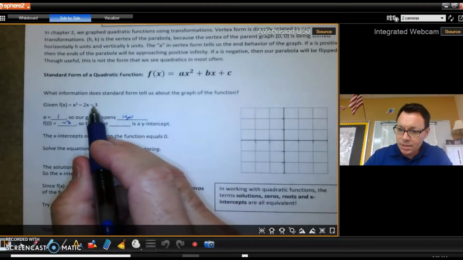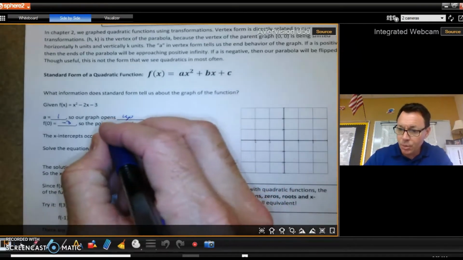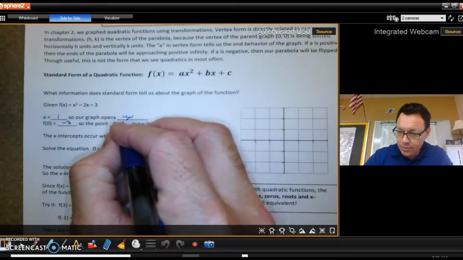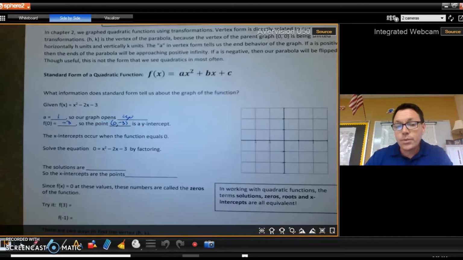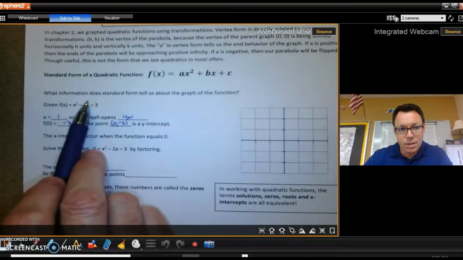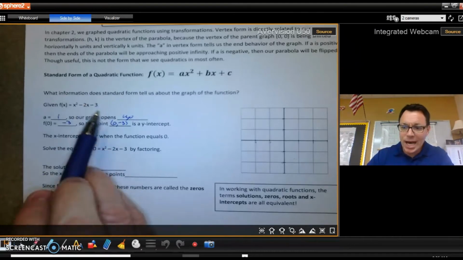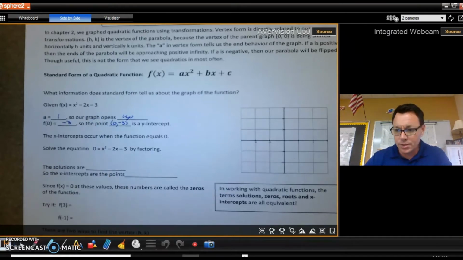That means that the negative 3 right there is a y-intercept, which I could write as a point, (0, negative 3). So there's something about the graph. I know that this graph goes through the y-axis at negative 3. It's always the number on the end when you're in standard form, just like when you're in slope-intercept form. That constant on the end, that's your y-intercept.